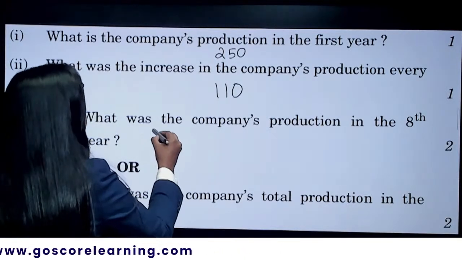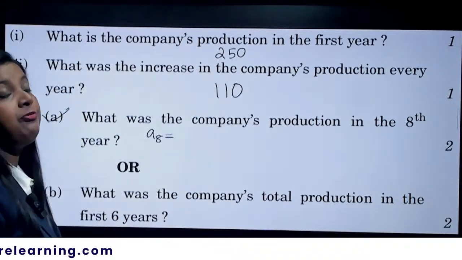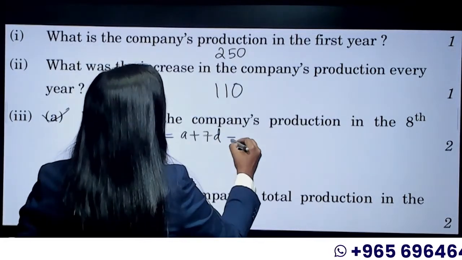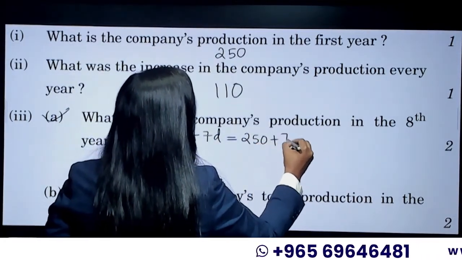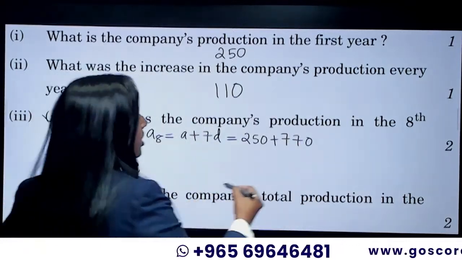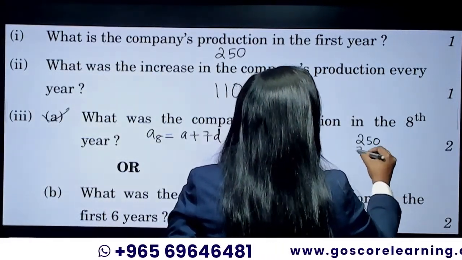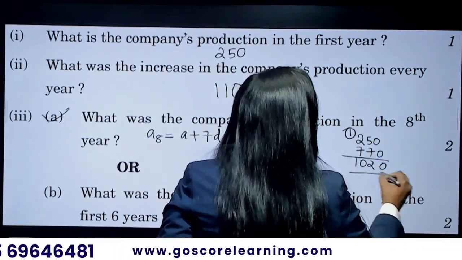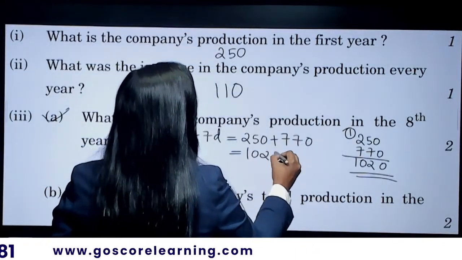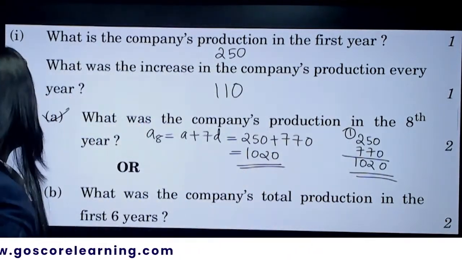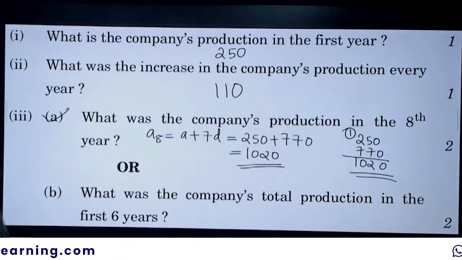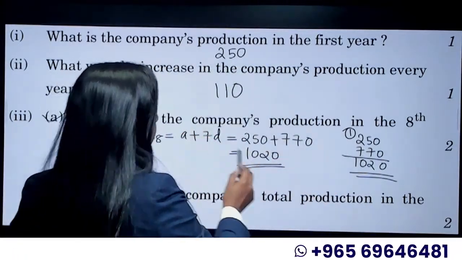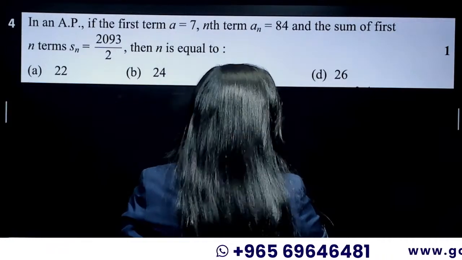What was the company's production in the 8th year? Which is A8. They are asking you to find A8. A8 is equal to A plus 7D, that is 250 plus 770, because 7 into 110. So 250 plus 770 will be your answer. Okay, so we got the 8th term. And the last one is, what was the company's total production in the first 6 years? A was 250 and D was 110.